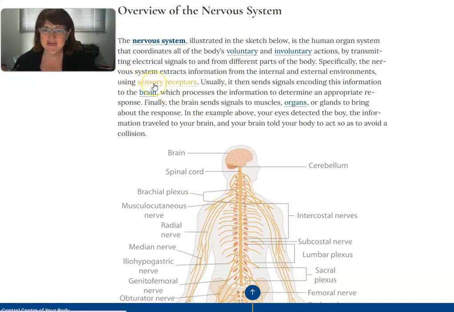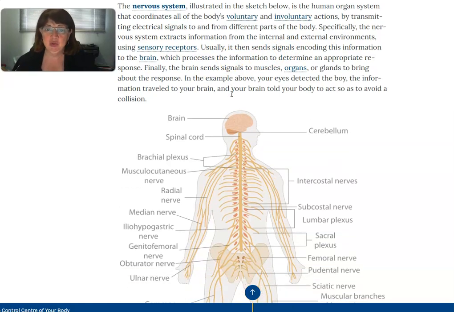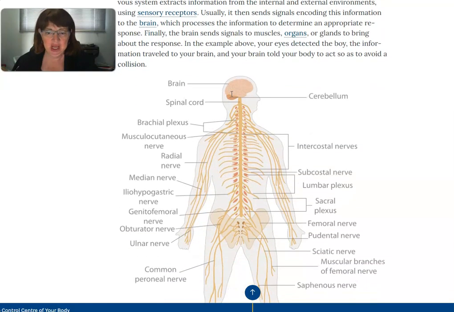So we have the sensory receptor, which picks up the information. Then it sends it to the brain to be encoded or interpreted. And then it's sent to what's called an effector muscle or organ. So that could be an organ or a gland or something where an action occurs.